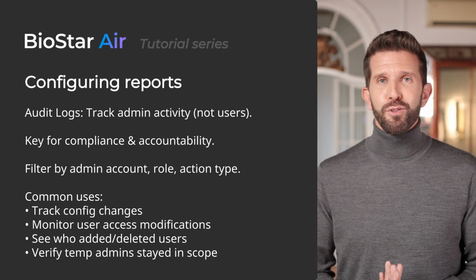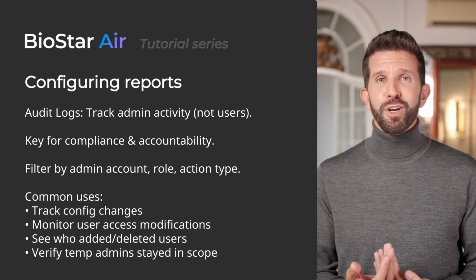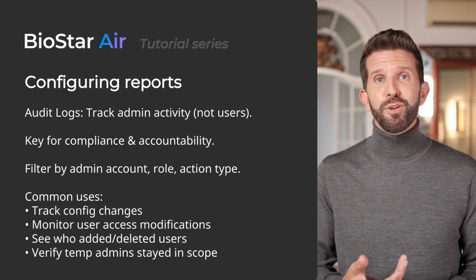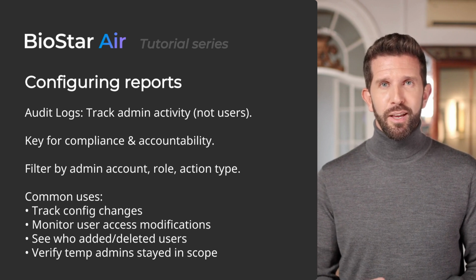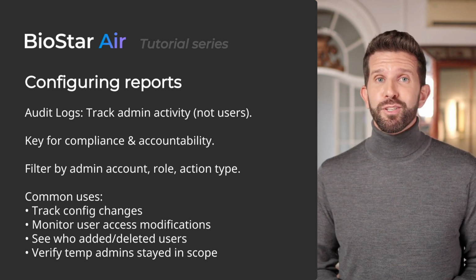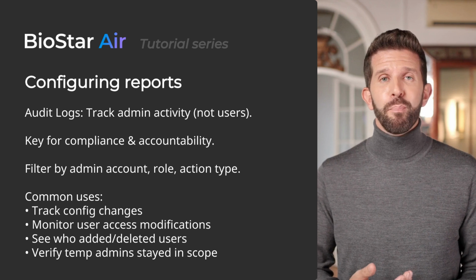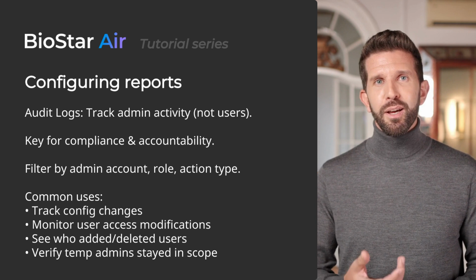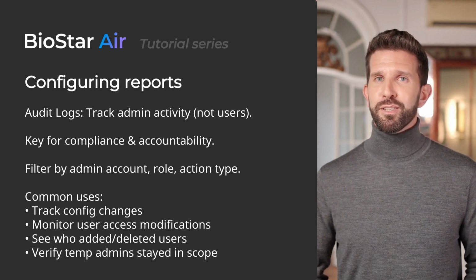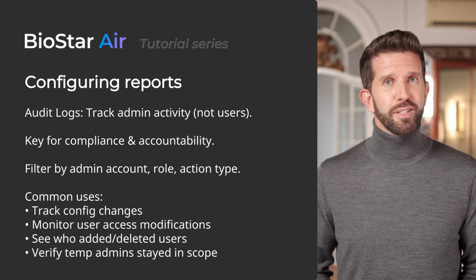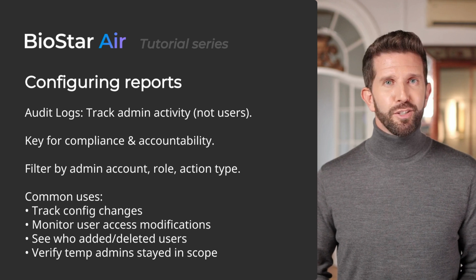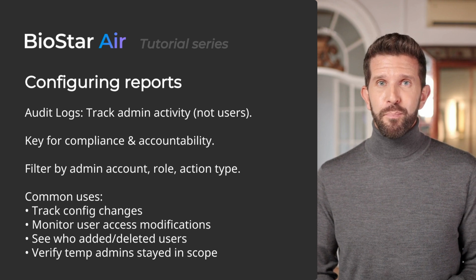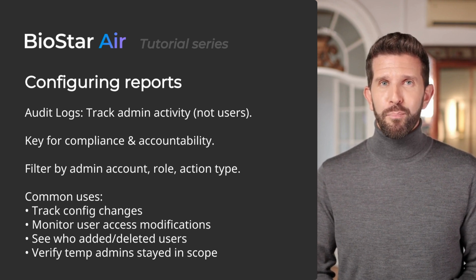Audit reports are useful for things like tracking configuration changes made by specific admins, checking if anyone tried to modify user access without proper approval, seeing who added or deleted users in a given time frame, monitoring system level changes like time schedules or access levels, or ensuring that temporary admins only perform the tasks they were assigned. In regulated industries, this becomes a compliance report you can show auditors, proof that administrative controls are being followed.